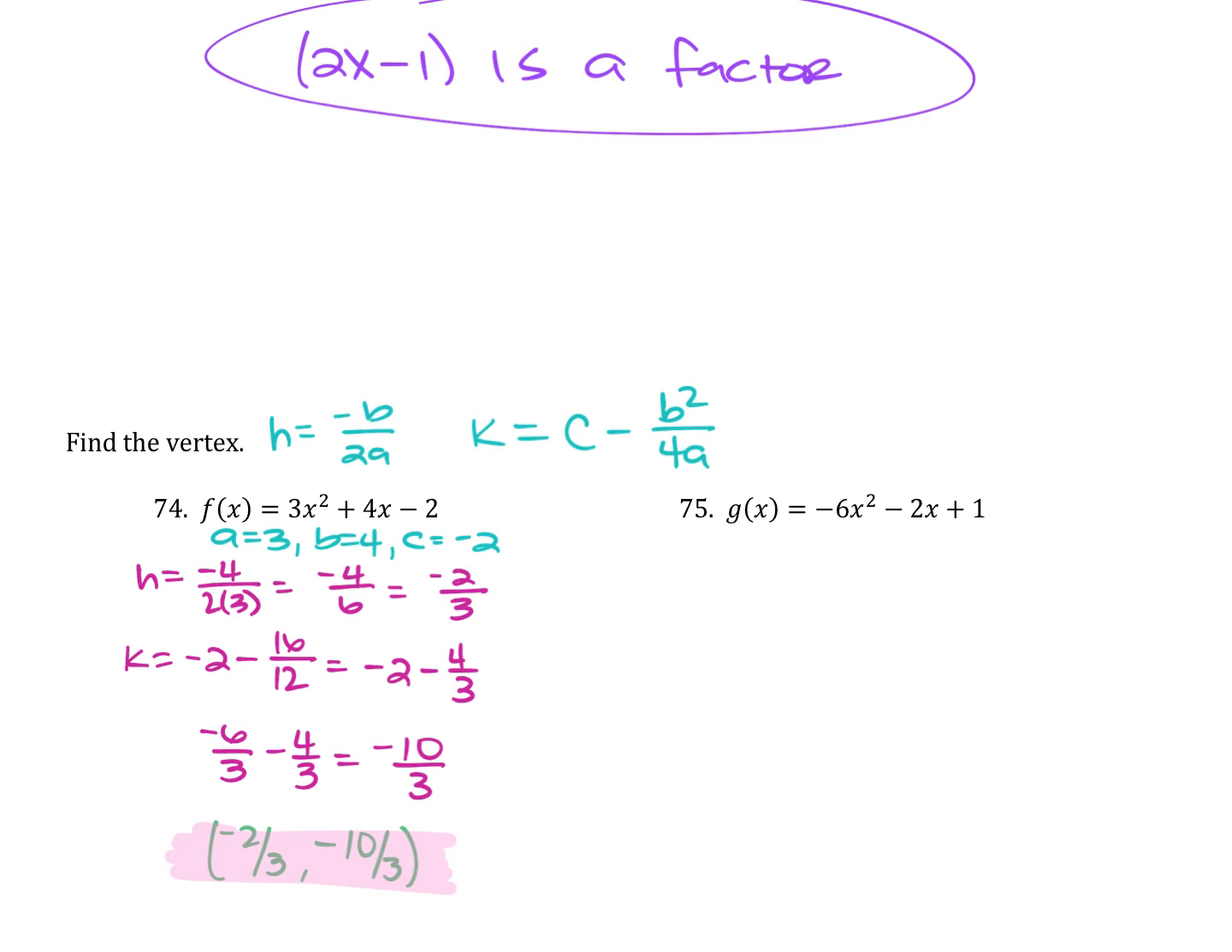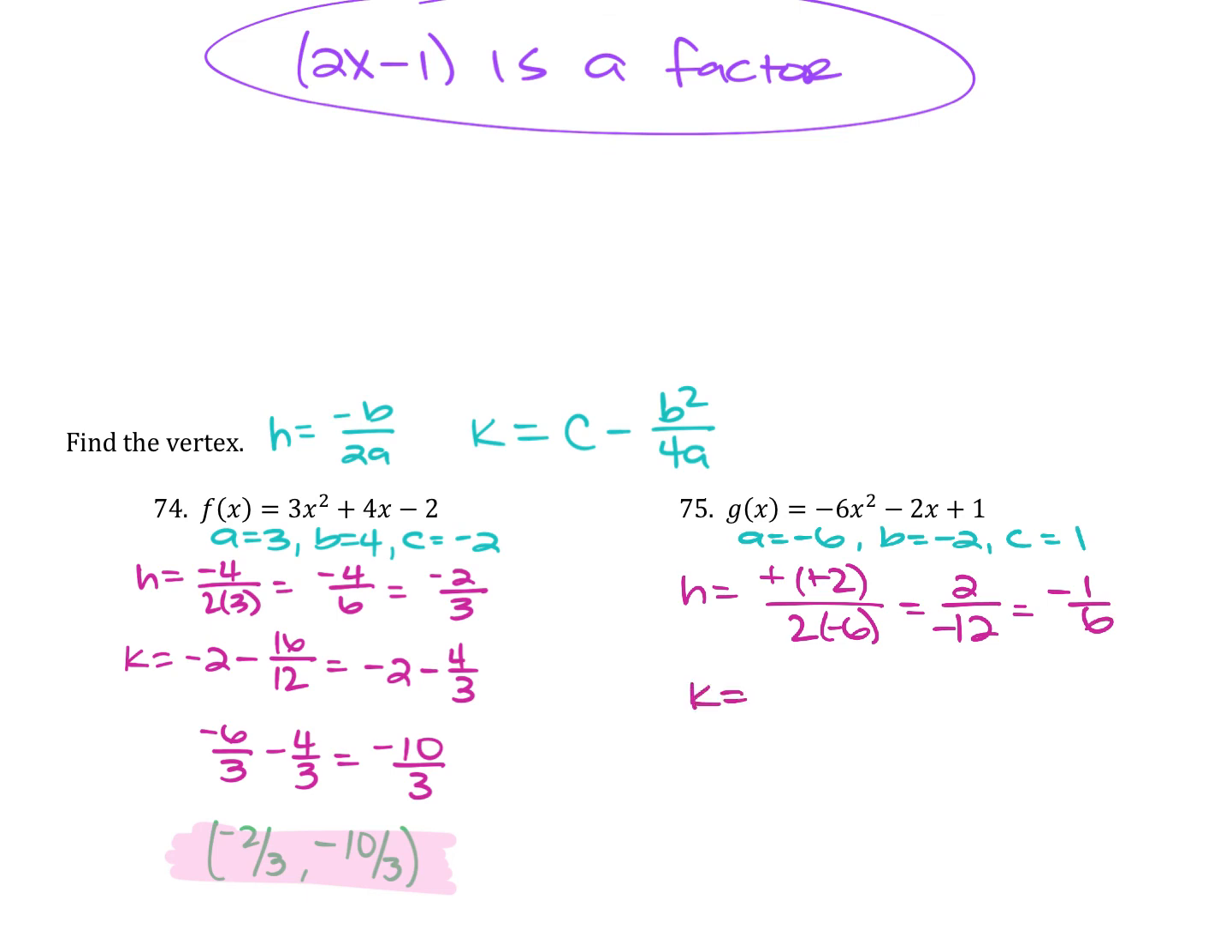For 75, you're given g of x is equal to -6x squared minus 2x plus 1. Your a is -6, b is -2, c is 1. So again, to find your h, that's going to be the opposite of -2 over 2 times -6. So 2 negatives turn into positives. That's 2 over -12, which is -1 over 6.